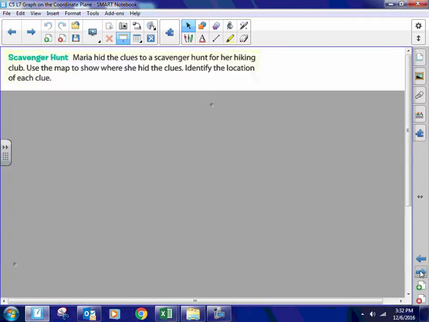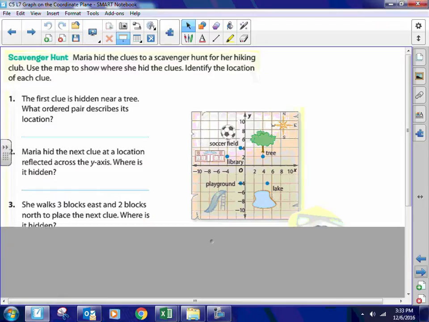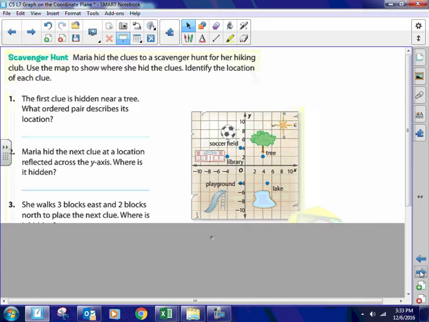Scavenger hunt. Maria hid the clues to a scavenger hunt for her hiking club. Use the map to show where she hid the clues. Identify the location of each clue. Now, you've been doing this already. That's what we did the last lesson, which was the coordinate plane, in which we looked at a coordinate plane and we identified points on it.